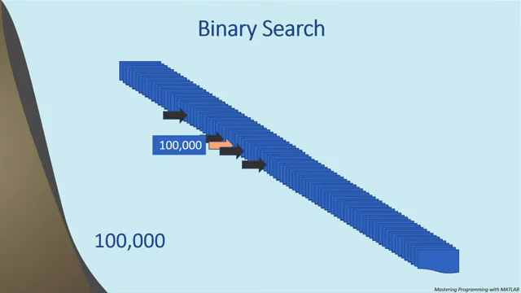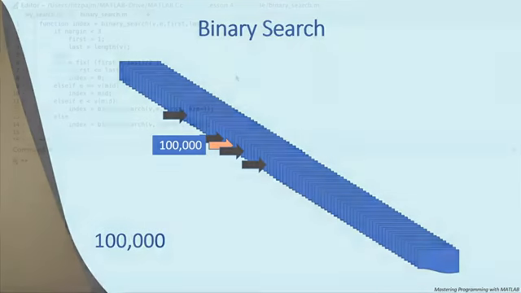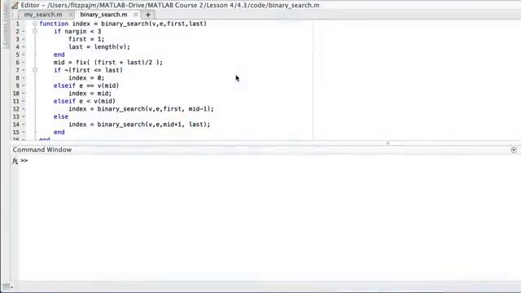Here's a function that implements the binary search algorithm. As you can see, we've chosen a recursive implementation. I'm not going to give a detailed analysis of it, but here's where it calculates the index into the middle of the list. Here's where it calls itself recursively to search the first half of the list, and here's where it calls itself recursively to search the last half of the list.